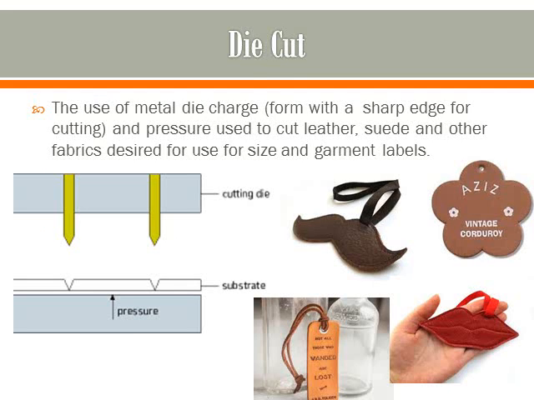So die cut is the use of a metal die charge. It's a form with a sharp edge for cutting, and then there's pressure that's used to cut leather, suede, and other fabrics for size labels and garment labels, and sometimes just cute hang tags. So this is an example of what a metal die charge would look like. You'd put your fabric right in here, and these would be corresponding to the shape that you want. You'd apply pressure, and out comes your cute mustache shaped garment tag, or a little flower, some lips, or just your standard rectangular shape.